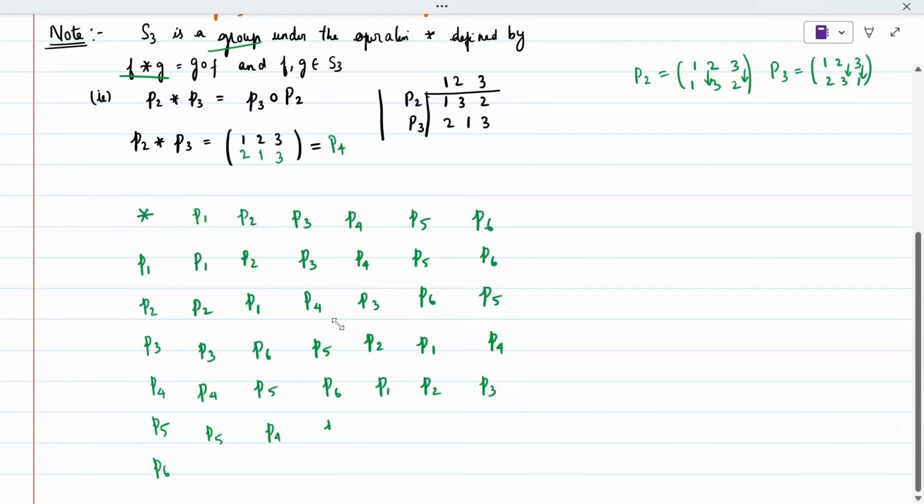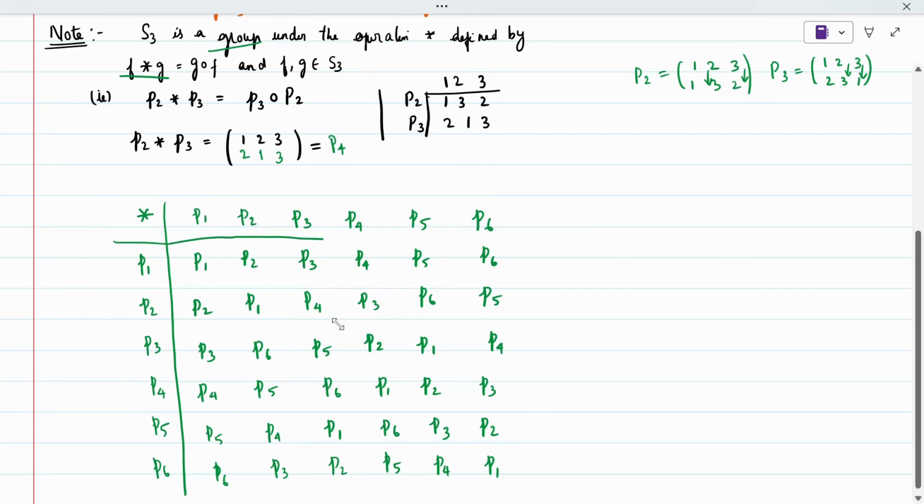Why we are writing this table is that it is easy to prove whether it is a group. Already I told S3 is a group. So it is easy for checking only. I have written this table. The table has been completed.